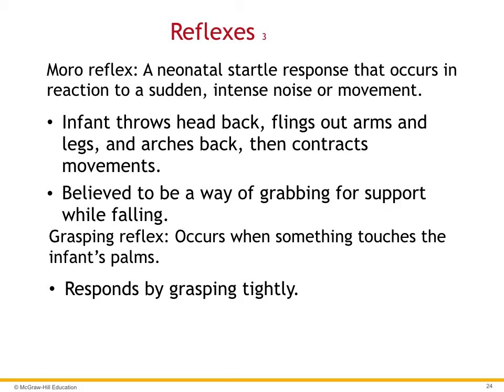Looking at other reflexes, the Moro reflex is a startle response that occurs in reaction to a sudden, intense noise or movement. It's when they act very, very surprised, and you can see them throw their head back, fling out their arms and legs, arch back, and then pull it all back together. It's believed to be a way of grabbing for support if they were, in fact, falling. And then our last one here is the grasping reflex, and it occurs when someone touches the infant's palms. If you've ever done that, the infant will respond by grasping tightly on what has been laid in their palm.